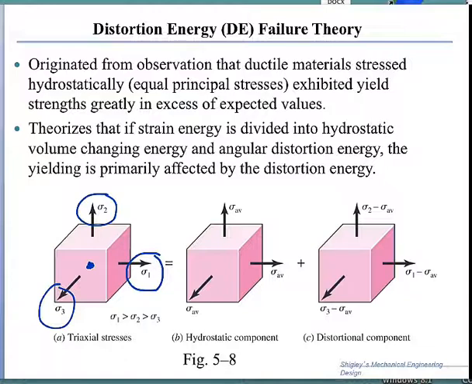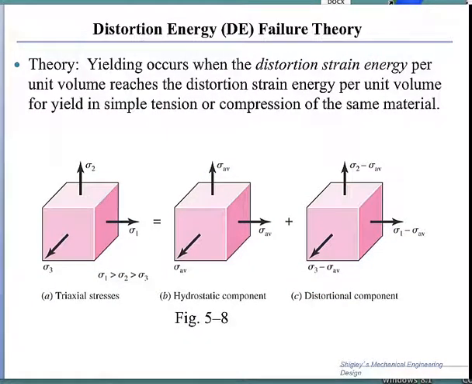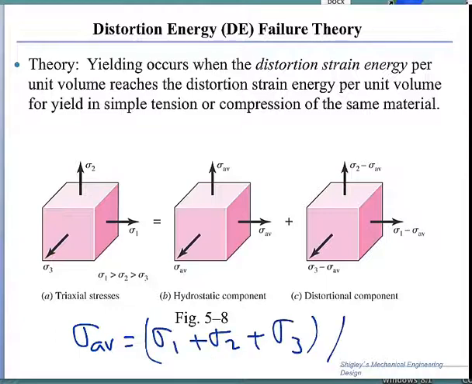So if you have three principal stresses, sigma 1, sigma 2, sigma 3, you can break them up into an average value plus the difference between each one and the average, such that when you add this component to this component, you get back sigma 2 and so forth. The average value is basically going to be the average of the three principal stresses. We can compute it: sigma average, AV, will be equal to sigma 1 plus sigma 2 plus sigma 3 divided by 3.